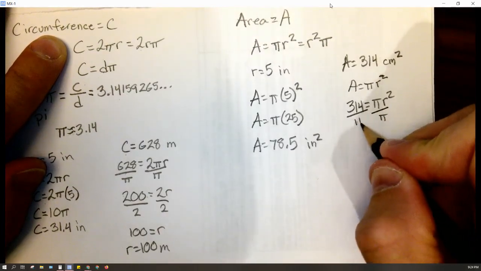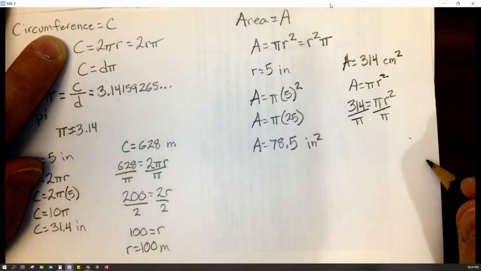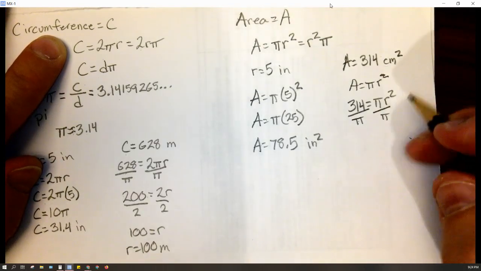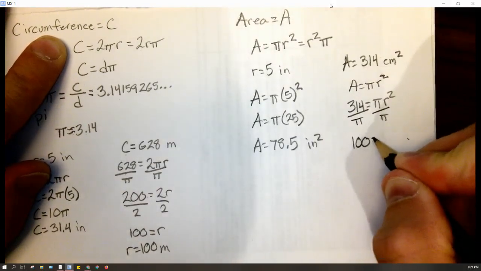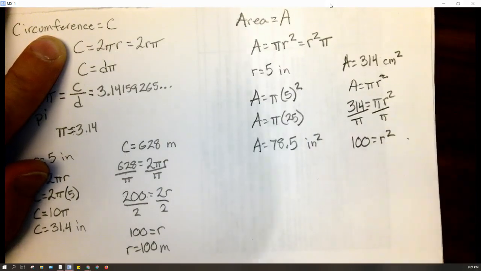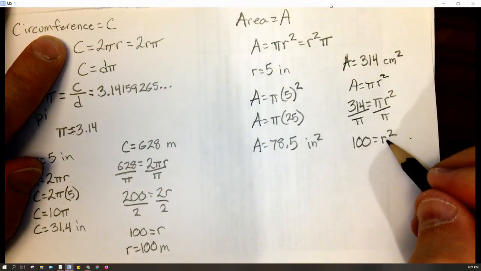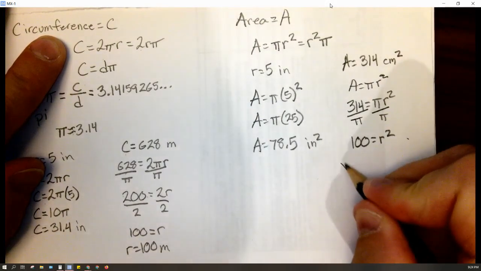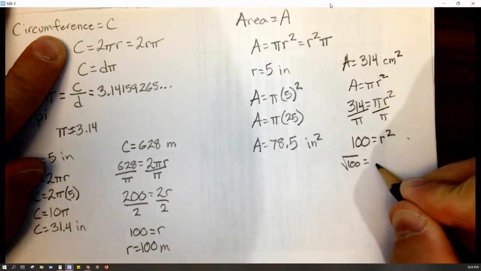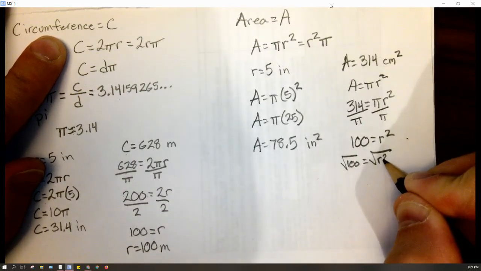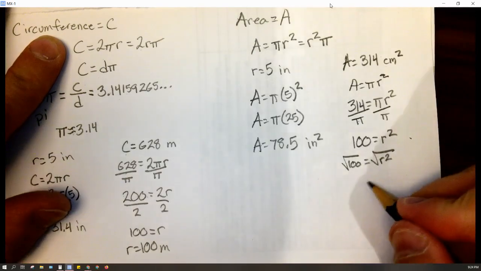Okay? And if pi is 3.14, 314 divided by 3.14 would give you 100. So 100 equals r squared. Then I want the square root of r squared. So I take the square root of 100, and that's equal to the square root of r squared. The square root of something squared gives it right back to you.